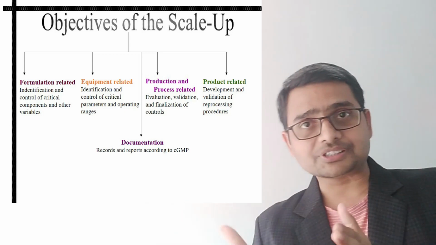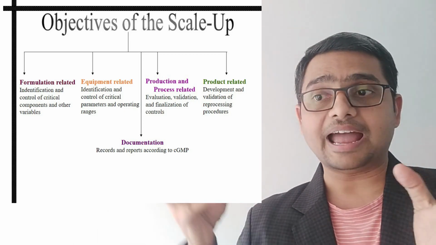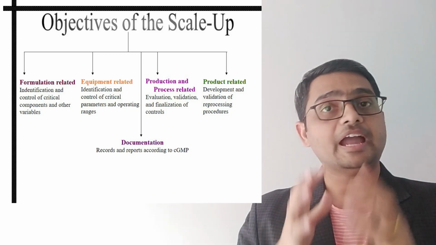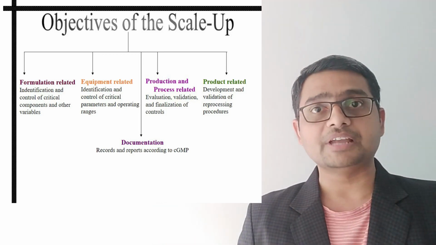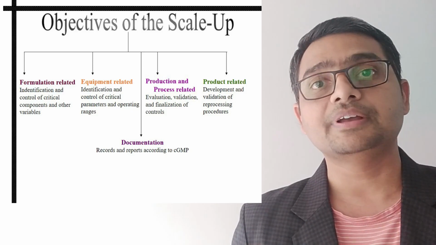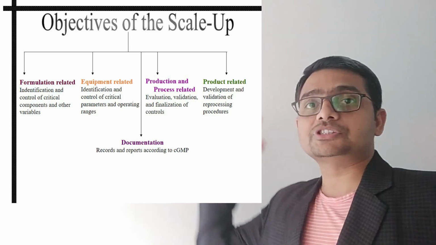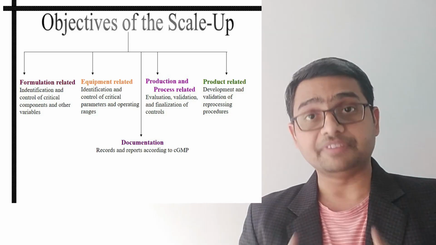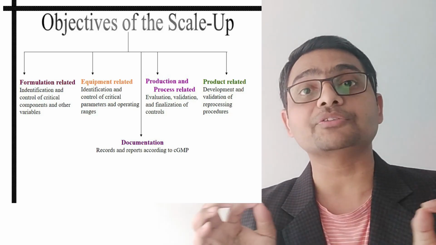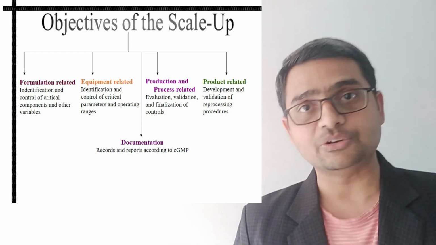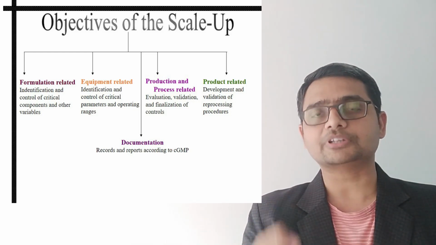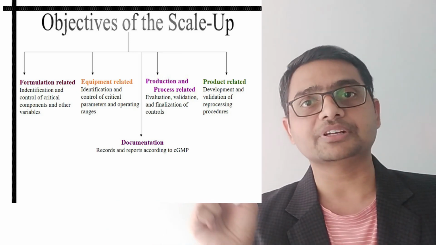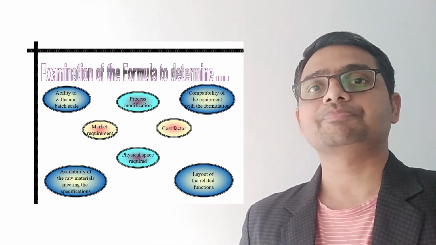Then process and production related aspects with respect to product value and validation parameters. We have to evaluate different validations and finalization of the process. Finally, after the study of all these components, we can go for our master formula, which will give perfect reproducibility in the manufacturing scale of our product.